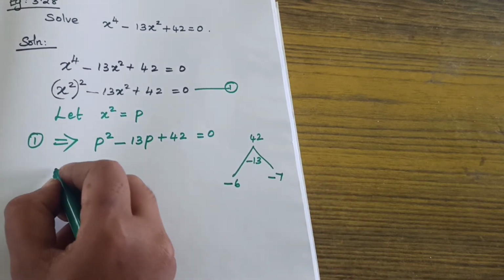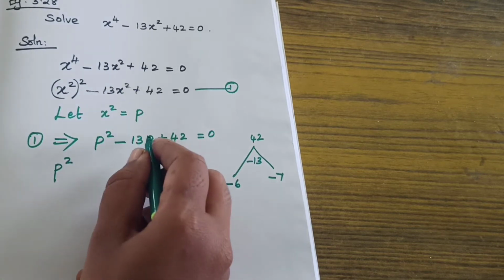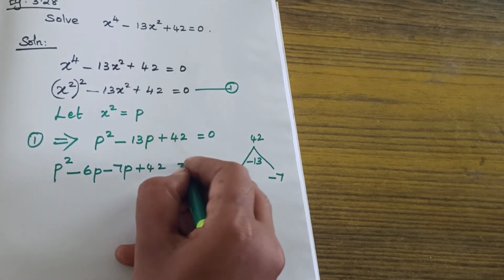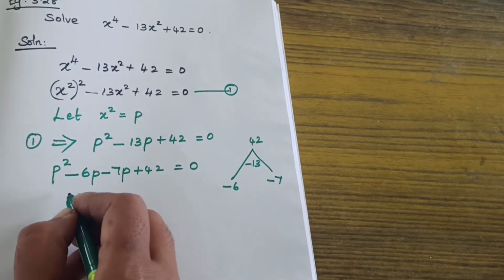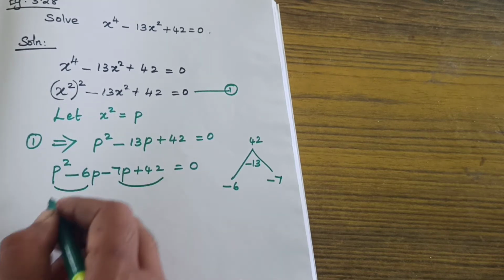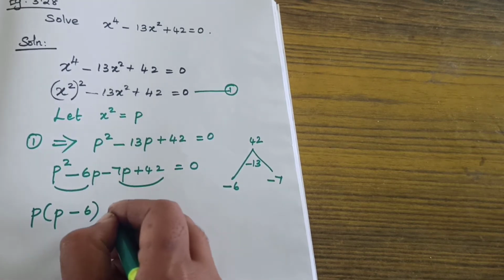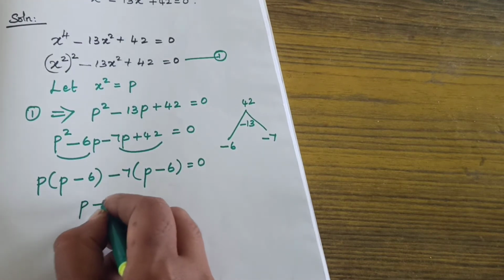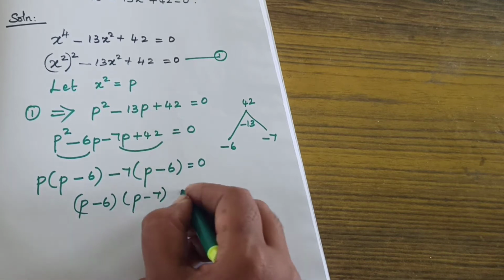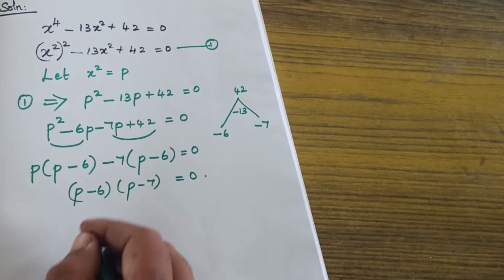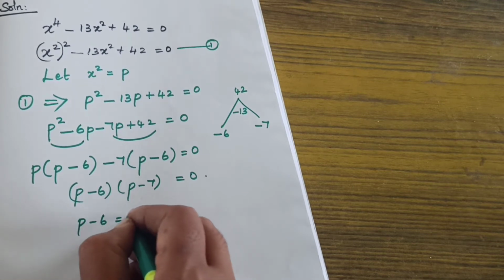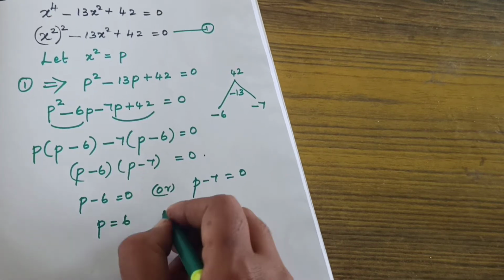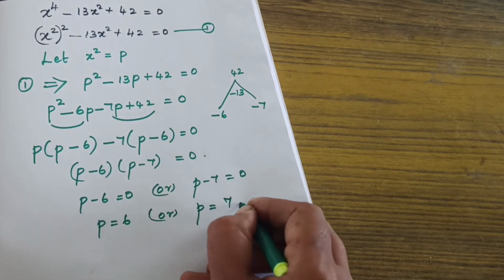Okay. Now write this. Steps needed. p², in the place of −13p we need to write −6p − 7p + 42 = 0. Then take the common terms of the two terms outside. Here p is common, so p(p − 6), and here −7 is common, −7(p − 6) = 0. Again p − 6 is common, so (p − 6)(p − 7) = 0. Then p − 6 = 0 or p − 7 = 0. So p = 6 or p = 7.